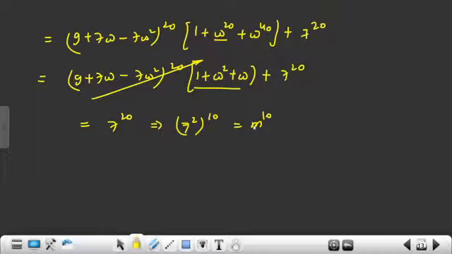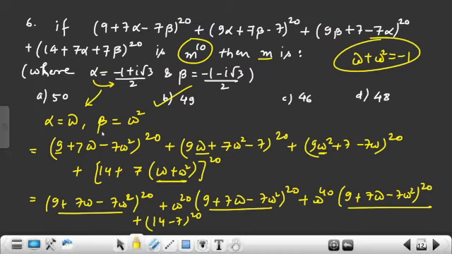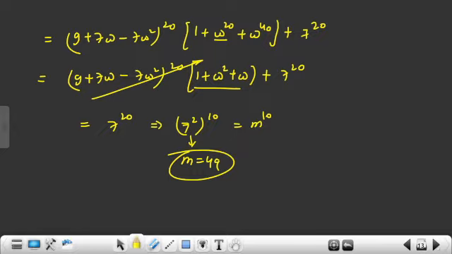So don't do that, okay? Power 10 you have to make. So 7 square is how much? 49. So what is m value? M value we have as 49. So this is B option. Easy. So very good problem it is from complex number, not so much tough, right?